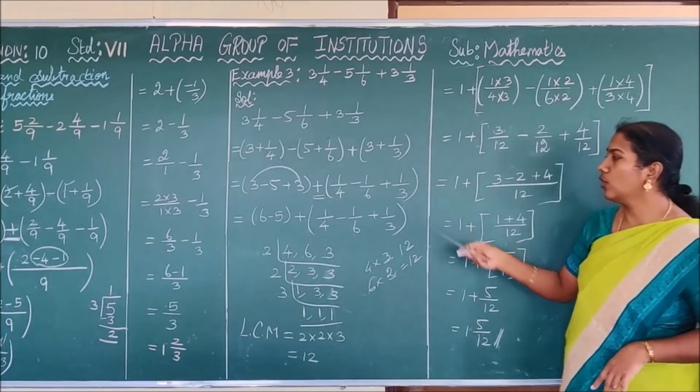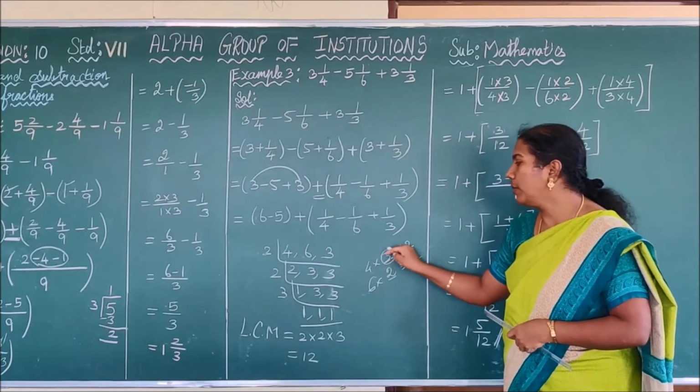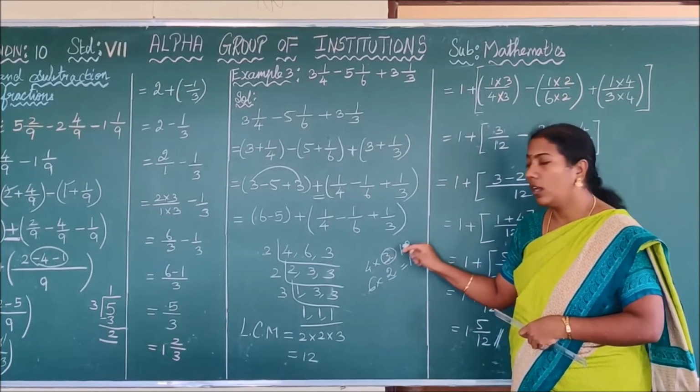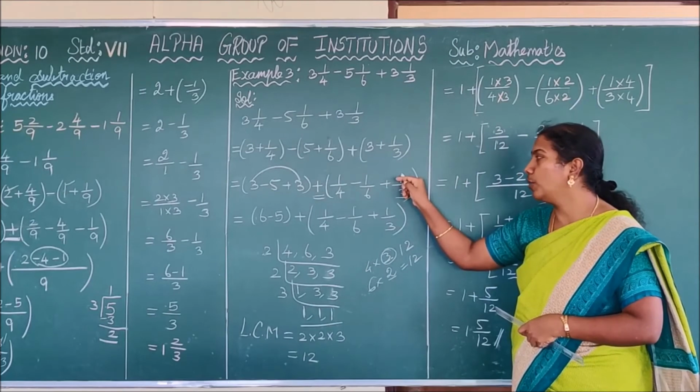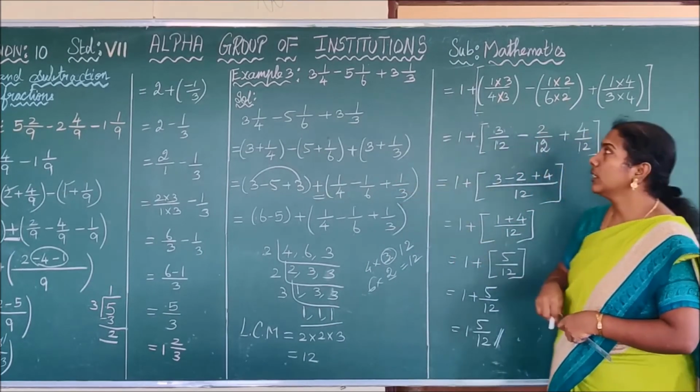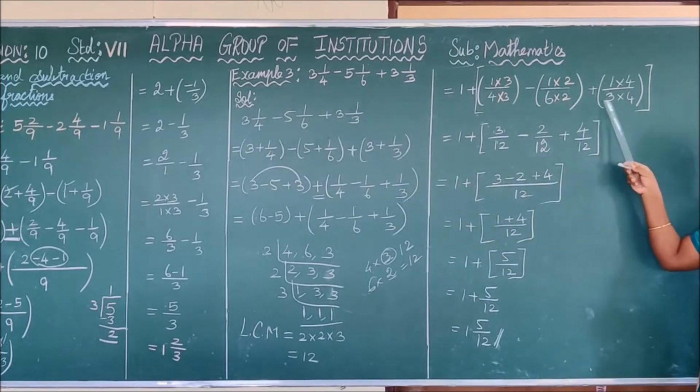See the next fraction, 1 by 3. What should be multiplied with 3 to get 12? Yes, 4. So you have to multiply the numerator and denominator by 4. Thus 1 into 4, 3 into 4.